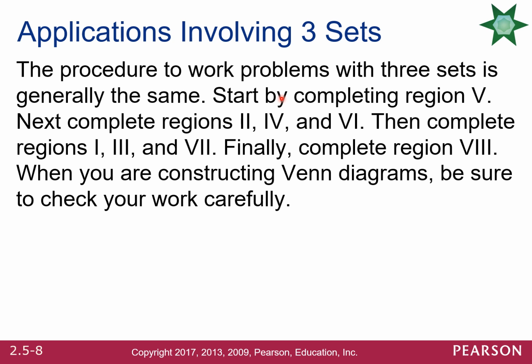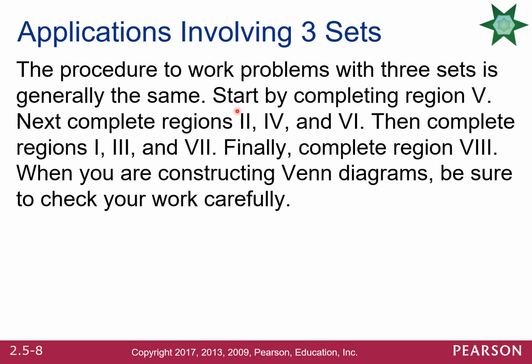Remember, there are going to be 8 regions when we work with 3 sets, when we create Venn diagrams. For 3 sets, there are going to be 8 regions, including the region outside of the sets. And then, in order to fill in the number of values that go into each region, we should always start with the overlapping regions, and we will start with the region where there is an overlap of 3 sets. That would be region 5.